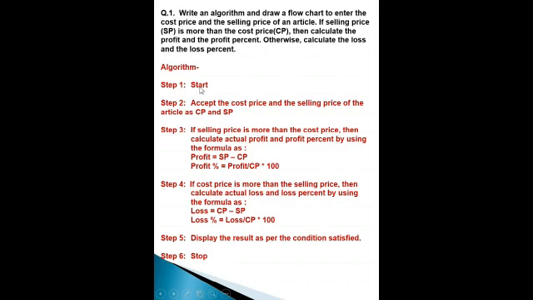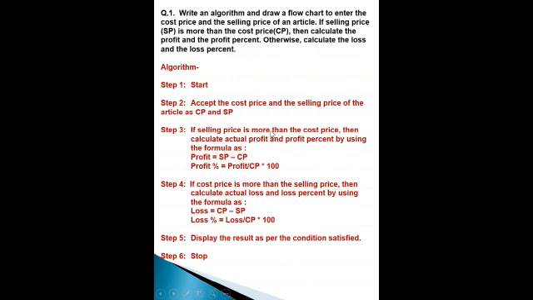Step 1 is start. Then step 2: we will accept the cost price and the selling price of the article. In short form, cost price will be CP and selling price will be SP. So in the second step we accept the cost price and selling price. Step 3, we will write the conditions.